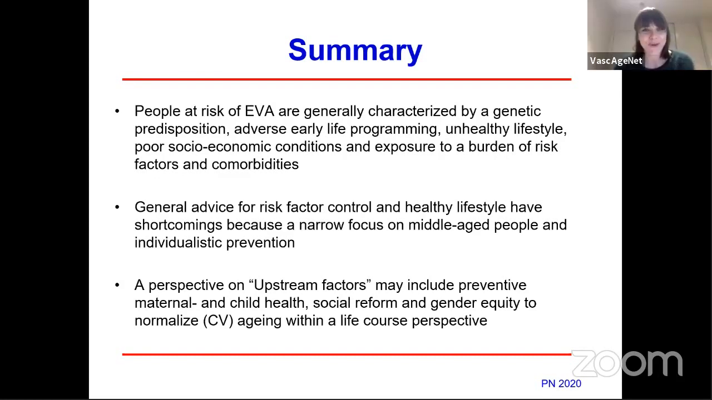And I've got a question for you. I'm wondering about the most opportune time to start intervening to prevent EVA, I guess. So should we be intervening?